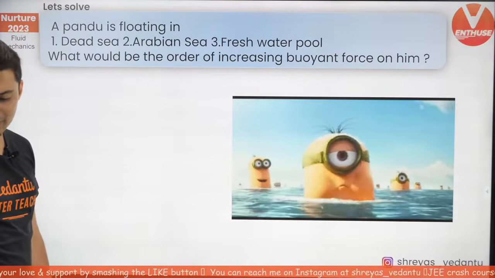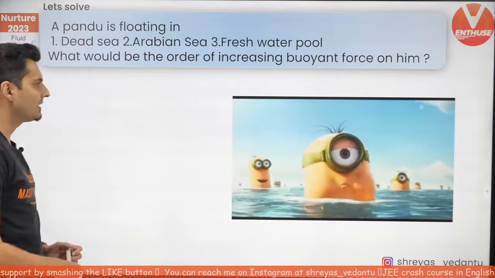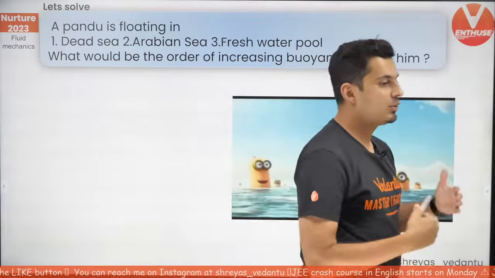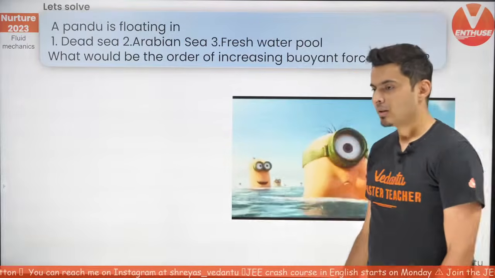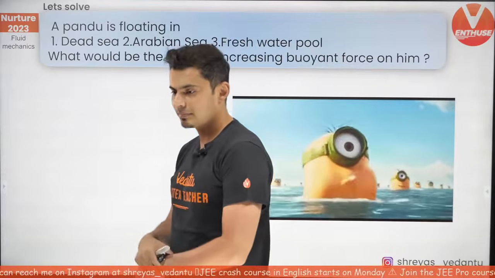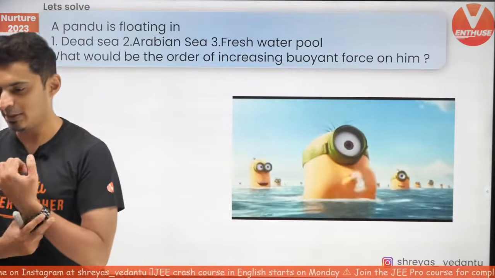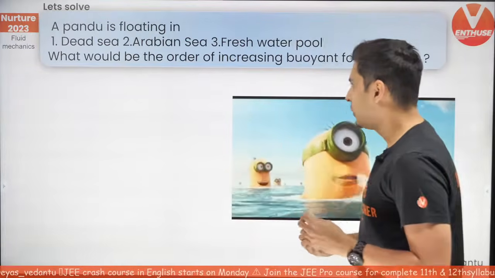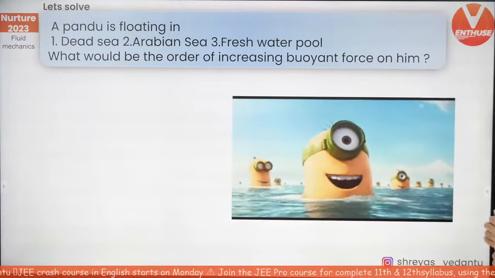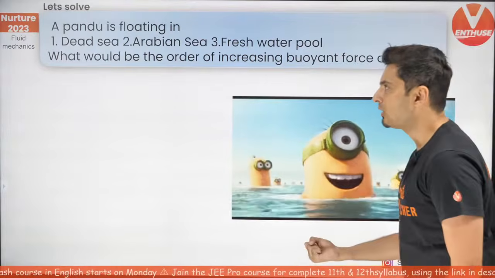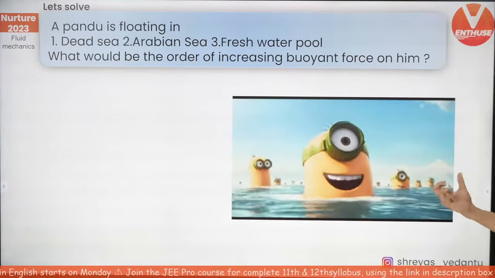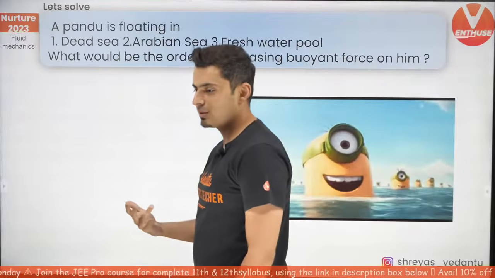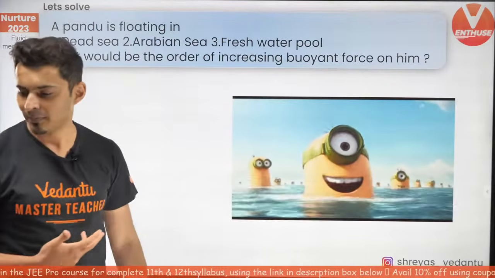Yes, our Pandu has come. Come on, my warriors, what do you guys think should be the correct order of the buoyant force acting on Pandu? All right. Come on. Think. NV18 saying 1 more than 2 more than 3. Interesting. Dead Sea has more buoyant force than Arabian Sea, than freshwater. That's what he says. What about others? Dakshin also saying 1, 2, 3.